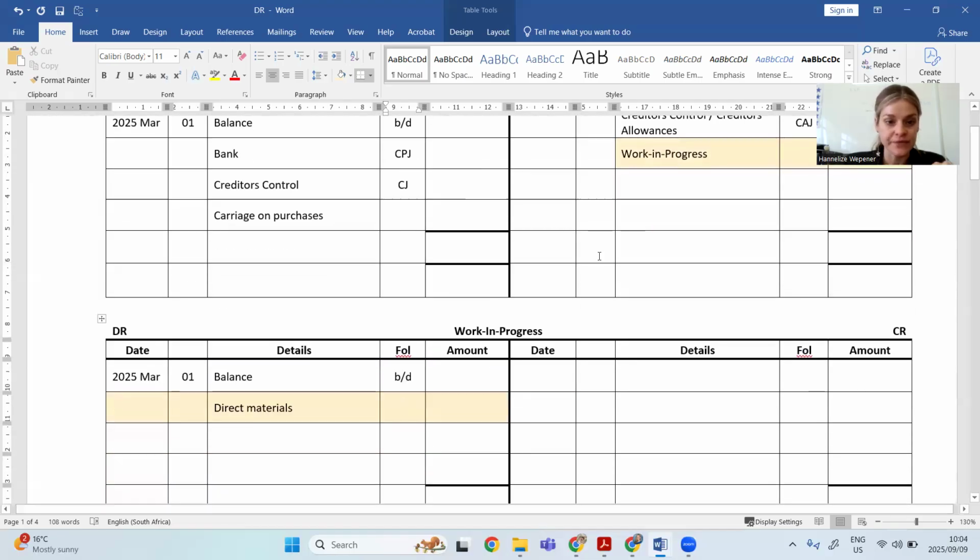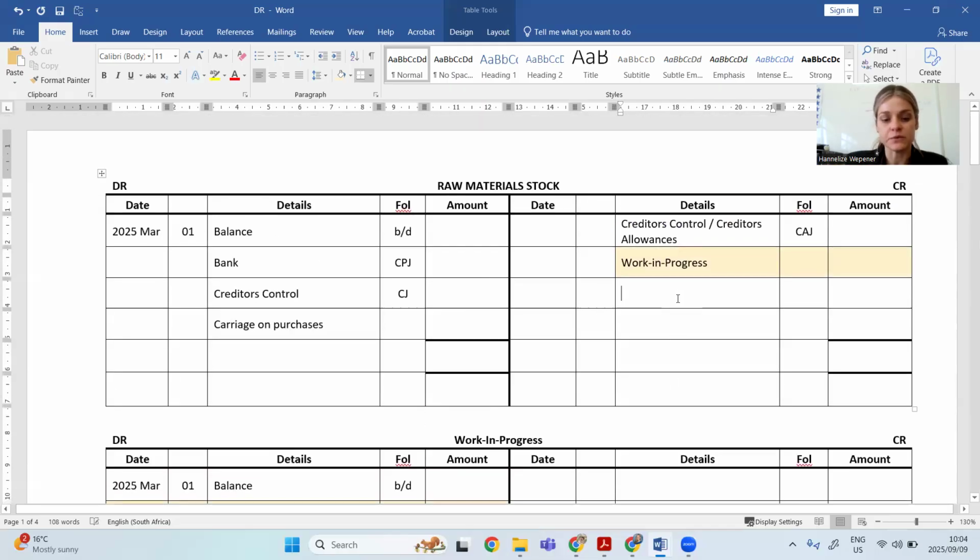So I've removed it. I've now started working on it. And then by the end of the month, I'm going to determine how much I still had in this account to be used in the next financial year or month. Okay, right. So that's raw materials.